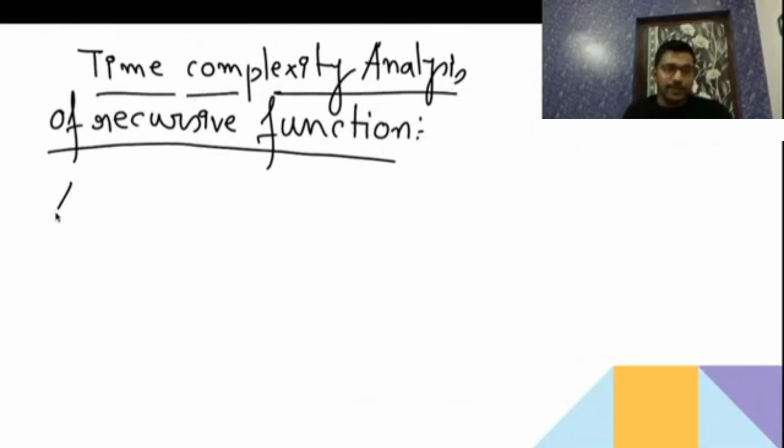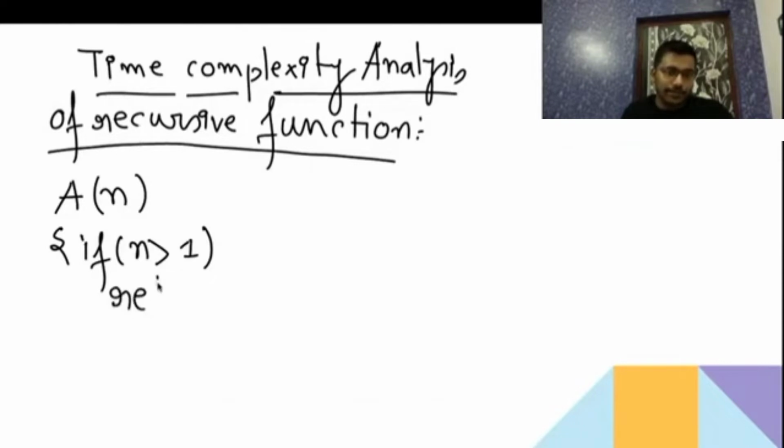So let's take one example. This is a function A. It takes input n. Now if n is greater than 1, it returns A(n minus 1). So it's calling itself again.